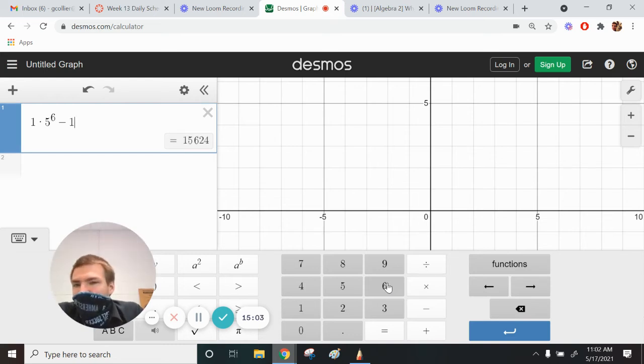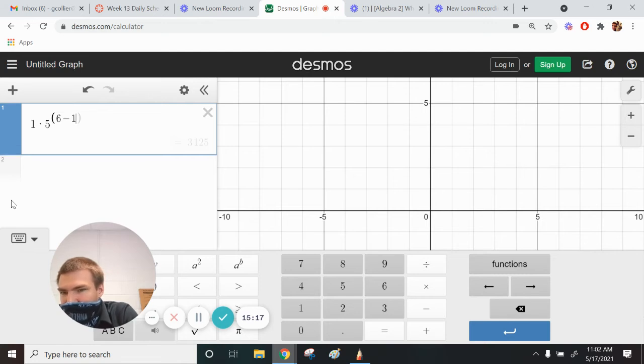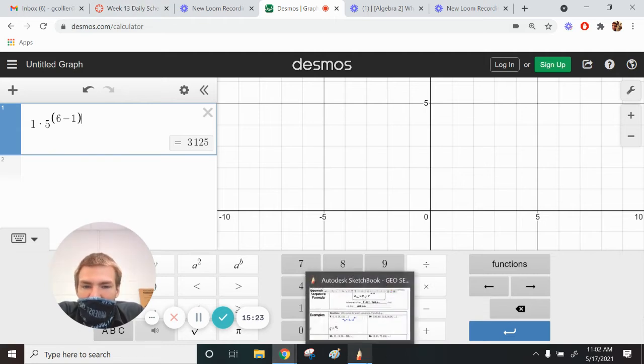Now we got some problems here. If I try to do 6 minus 1, it's not going to do it for me. It's going to put that minus 1 as like a k value. So remember, you got to go up in the exponent and do some parentheses, 6 minus 1. But make sure you get 3125 as your answer.